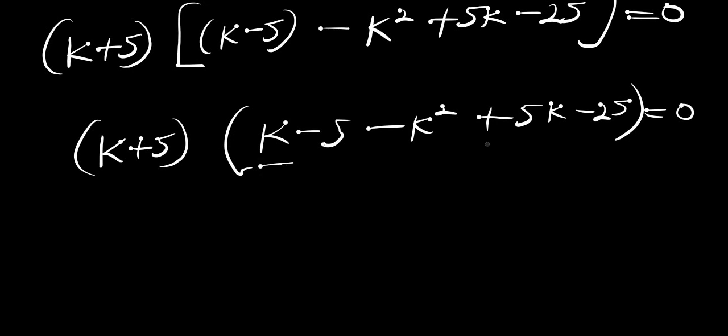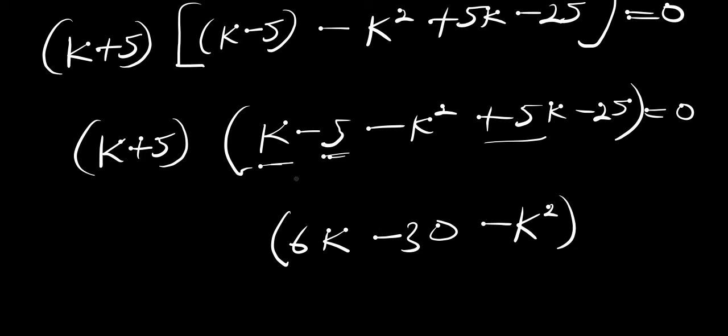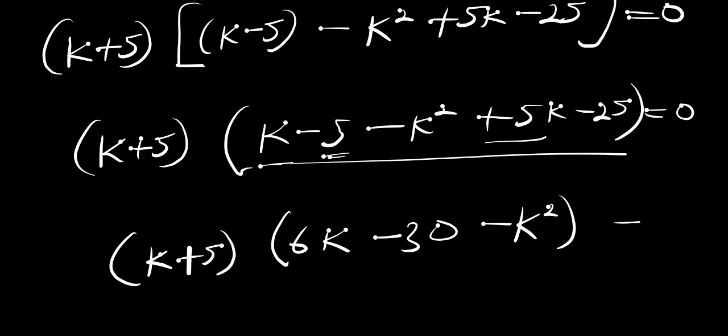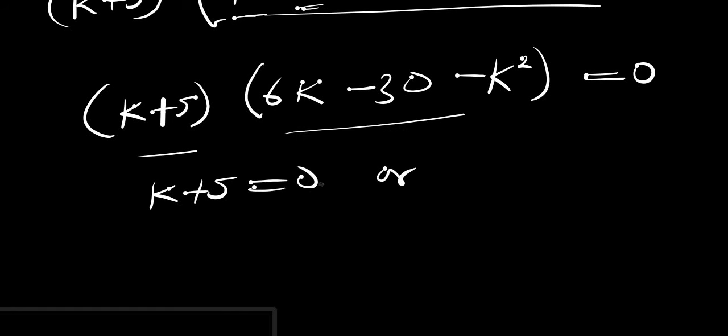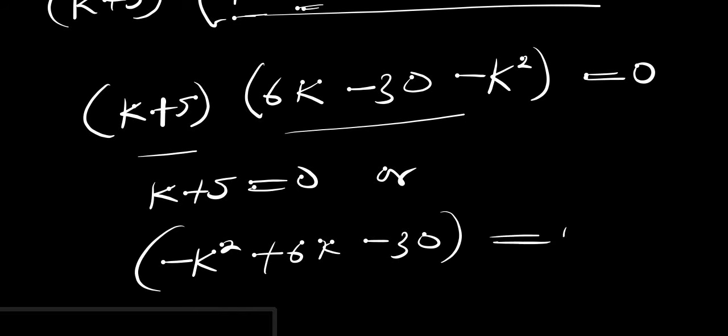k + 5k, we are going to have 6k, negative 5 minus 25, we have minus 30, minus k². This is what we have inside this bracket. We have (k + 5), and everything equals 0. So from here, we can have k + 5 = 0. Or we have this, let's rearrange it: −k² + 6k − 30 = 0.